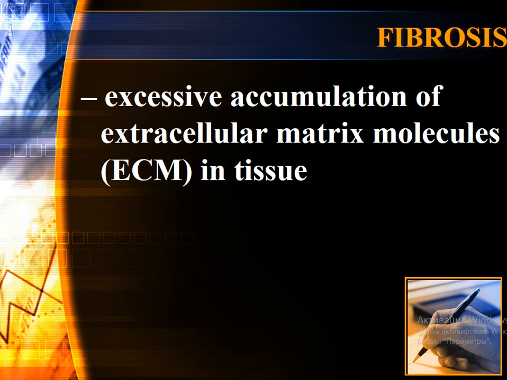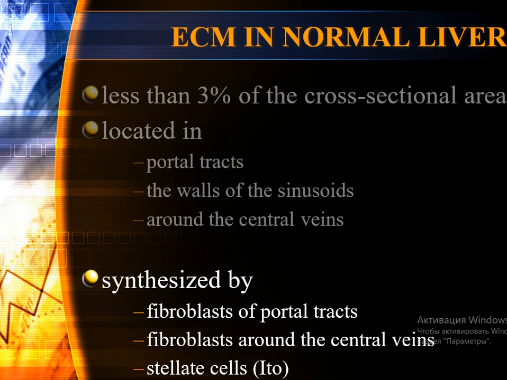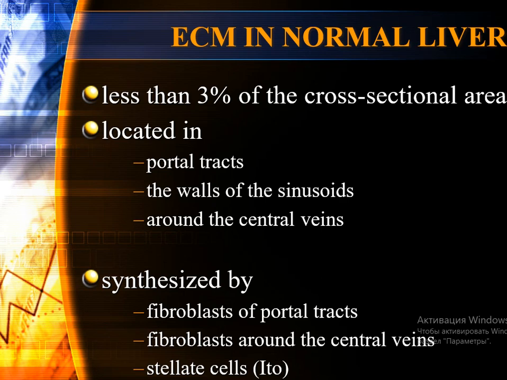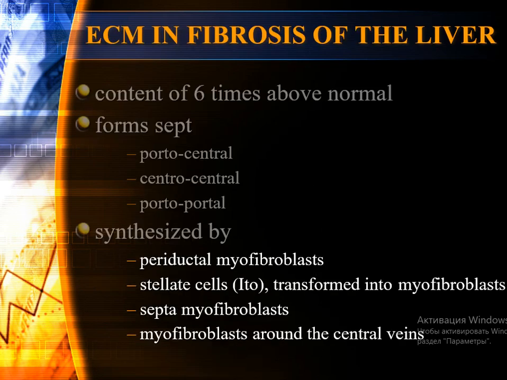Before we talk about cirrhosis, I want to talk a little bit about fibrosis of liver. Fibrosis in general represents excessive accumulation of extracellular matrix molecules in tissue. Extracellular matrix in normal liver is less than 3% of the cross-sectional area and is located in portal tracts, the wall of the sinusoids, around the central veins, and is synthesized by fibroblasts of portal tracts, fibroblasts around the central veins, and eta cells.